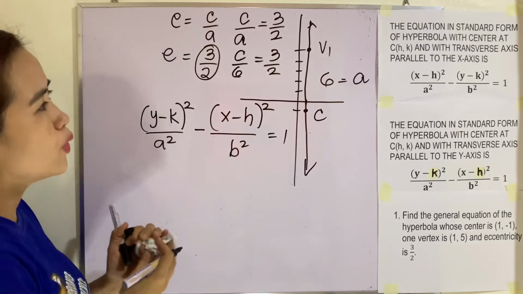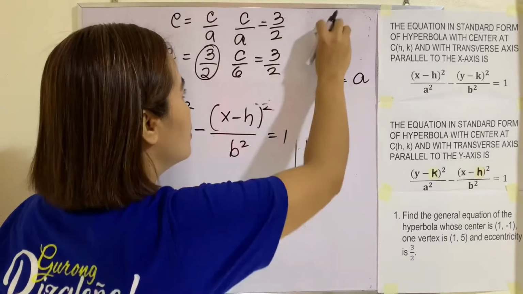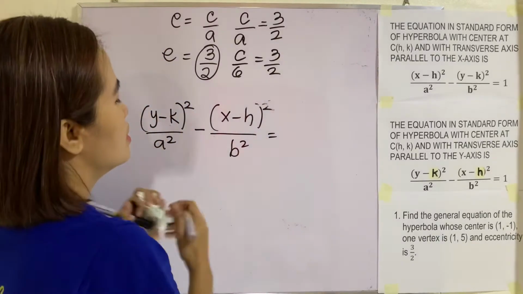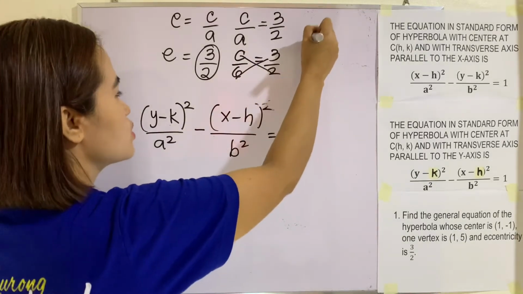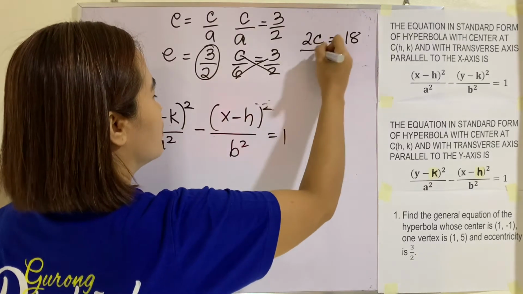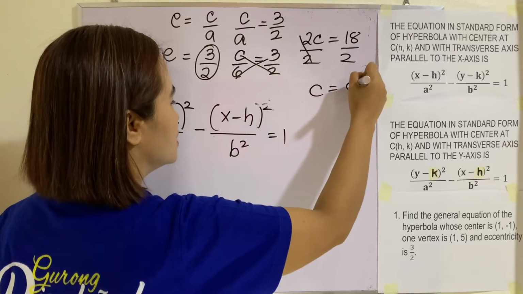To solve for c, we know that c is the distance from the center going to the focus. So therefore, we get the cross product. 2c is equal to 18, divided by 2, c is equal to 9.